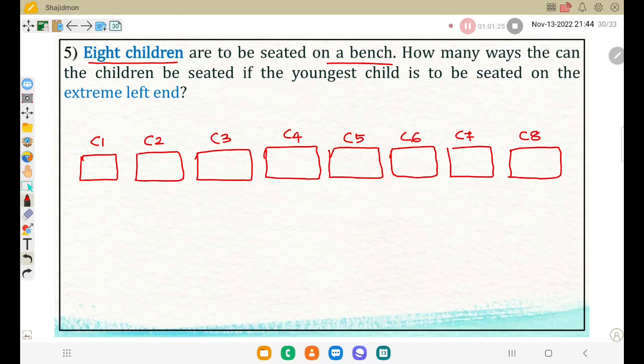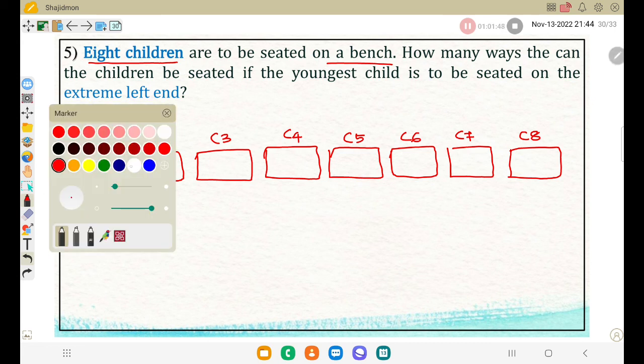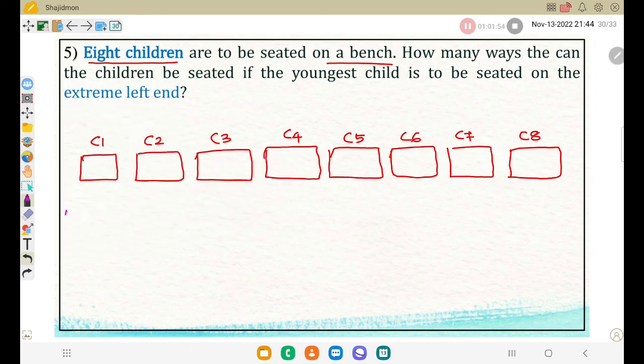Always assume boxes like these, so it is easy to do the questions. 8 children are seated on a bench. See, this is like a bench, a row. Now how many ways can the children be seated if the youngest child is to be seated on the extreme left end? You know, this is the left side, same as yours, and this is the right side. Out of these 8 children, the youngest child should be seated on the extreme left end.